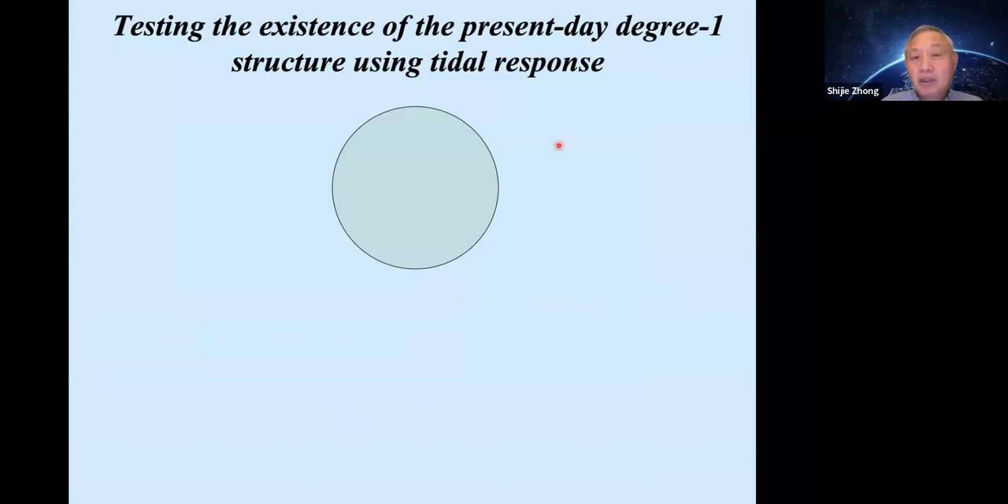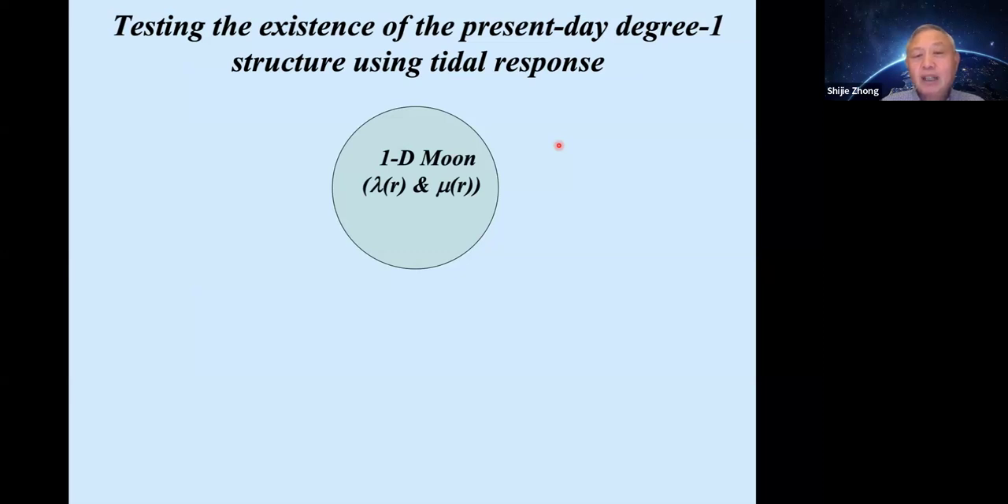Present-day, the lunar mantle has this asymmetry. The near side of the moon is possibly hotter or warmer than the far side, whereas the deep moonquakes occur there. So it turns out that we can possibly use the tidal response to detect or verify this.